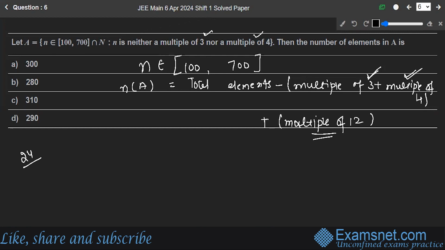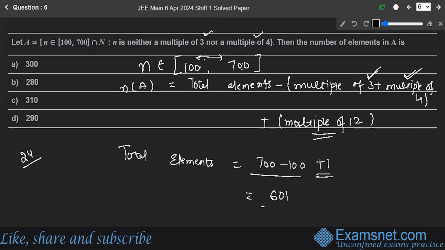So now from here to here, how many total elements do you have? See, 700 minus 100 plus 1, because both are included. 100 is also included, 700 is also included. So I will add a 1 over here. This gives me total elements will be 601.